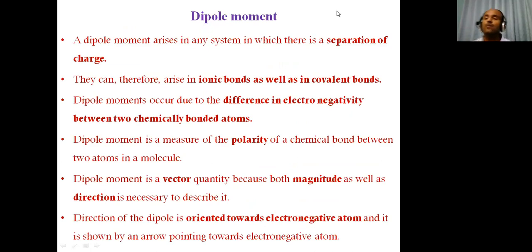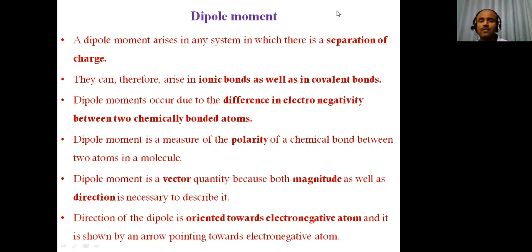Now we are going to discuss the second important physical property, that is called dipole moment. The name itself indicates: di means two, pole means end. A dipole moment arises in any system in which there is a separation of charges. They can therefore arise in ionic as well as in covalent bonds. So dipole moment is present in both ionic and covalent bonds.